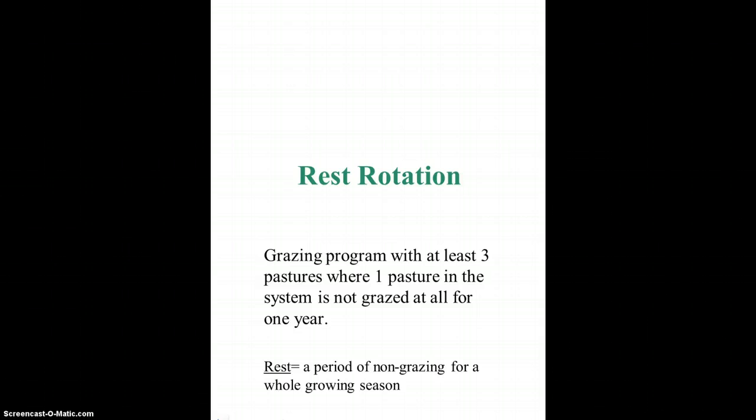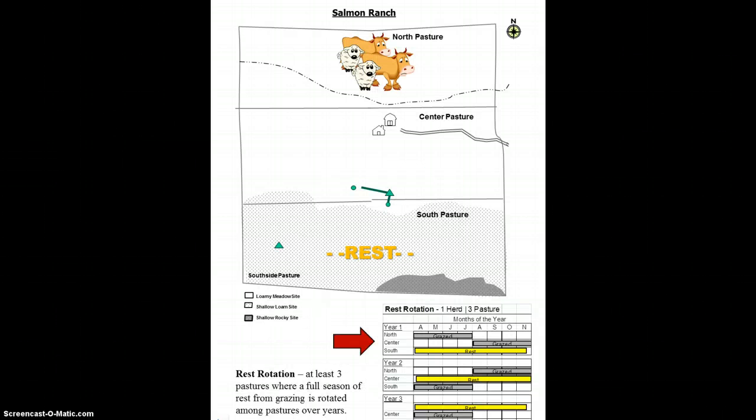Rest rotations are similar, except that in this case we leave 1 pasture ungrazed for a whole year. If we had 3 pastures, you have to have at least 3 pastures to make this work, it would look like this. Let's start in the north pasture in year 1. Let's graze the north and center pasture. Let's leave the south pasture ungrazed, or rested, in that first year.